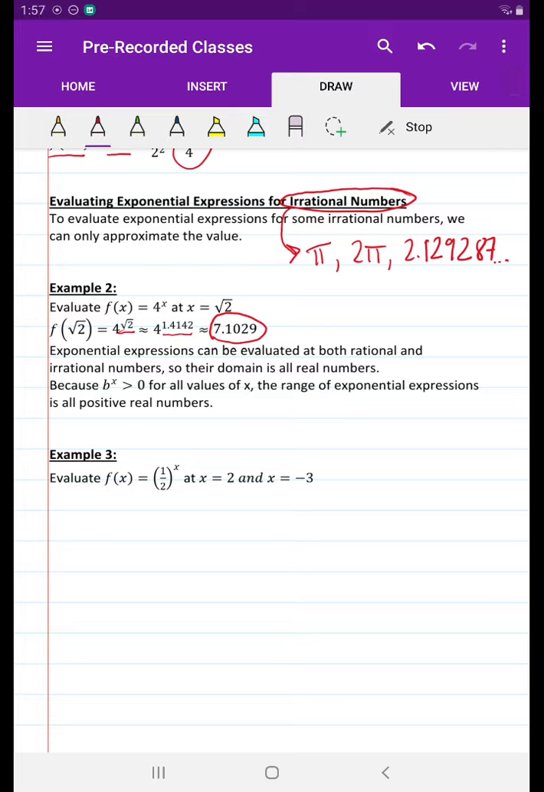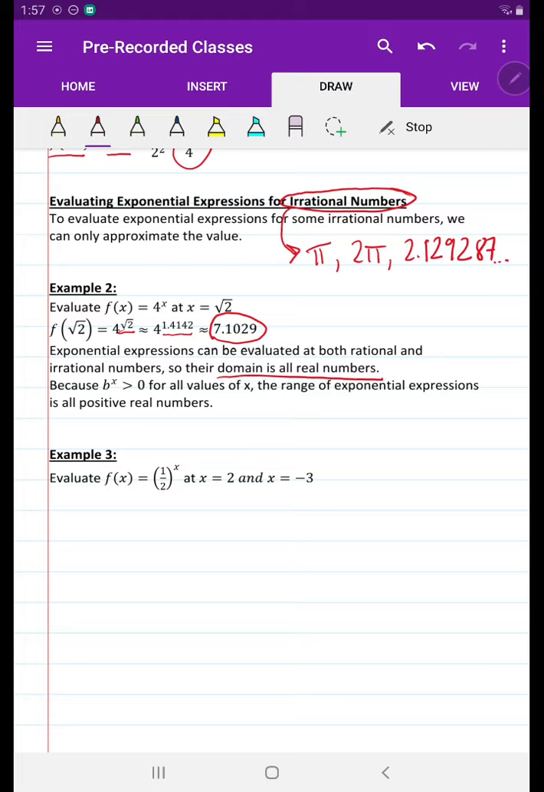So exponential expressions can be evaluated at both rational and irrational numbers, so their domain is all real numbers. When you have an exponential expression, you can plug any number, any real number at all, in for your exponent. Any positive number, any negative number, and 0. You know we can have exponents that are positive, negative, and 0. So for that reason, like we said, domain is all real numbers.